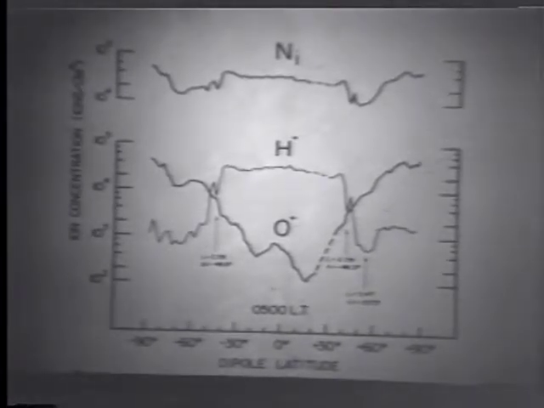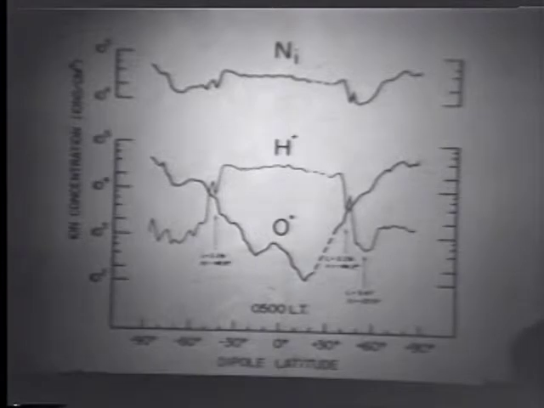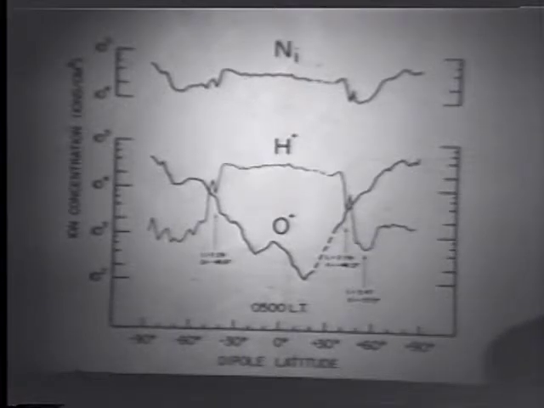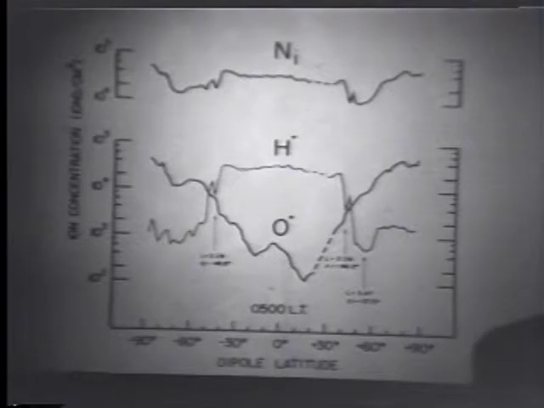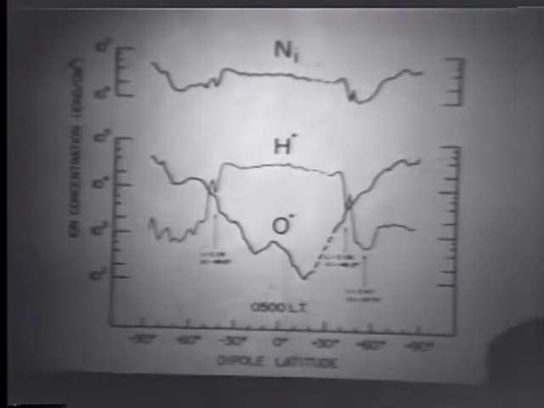In addition to these complications, we have more recent observations which indicate that the light ion trough itself may be made up of multiple troughs. An example of this type of result is given in this slide that's being viewed now. These topside profiles of O+ and H+ were obtained at equinox near dawn local time.